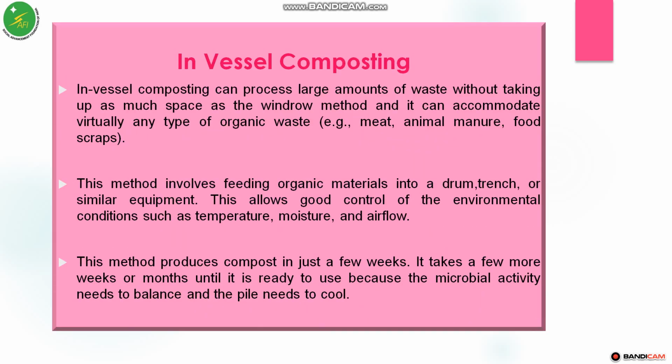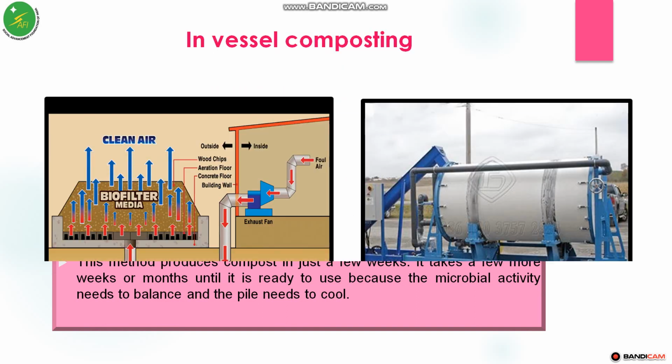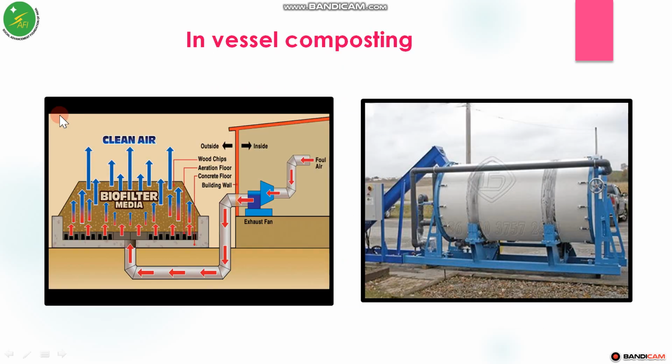In-vessel composting is another technique that handles a large amount of waste without taking much space like the windrow method. That is the advantage of in-vessel composting compared to the windrow method. It involves feeding organic materials into a drum, trench or similar equipment, and this allows good control of environmental conditions such as temperature, moisture and airflow. In this method, the compost is produced within just a few weeks. Here is a picture showing in-vessel composting, its internal arrangement, and how it looks from outside.